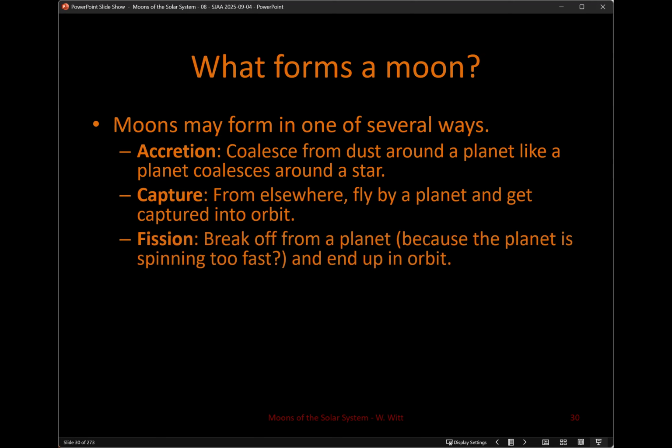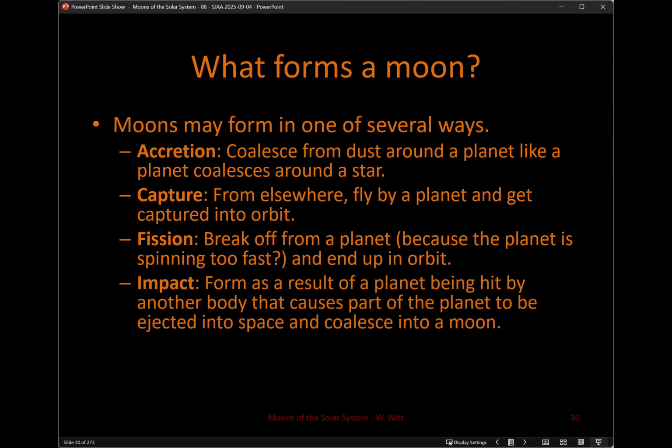Or it could be a fission event, meaning a breaking event, right? So maybe first you just have the planet, but if the planet is spinning really, really fast, and if it's not sufficiently strong internally, a part of the planet may actually break off, and kind of fly away for a little bit of a distance, and then become a separate object, a moon around the planet.